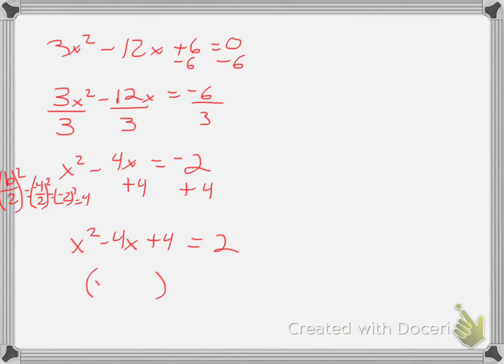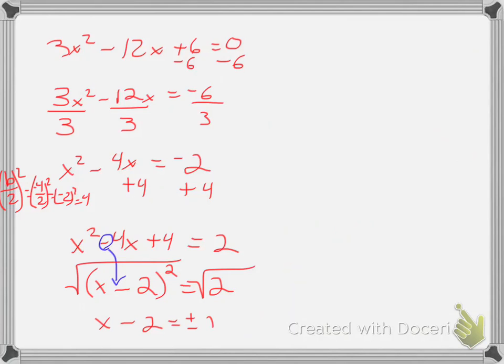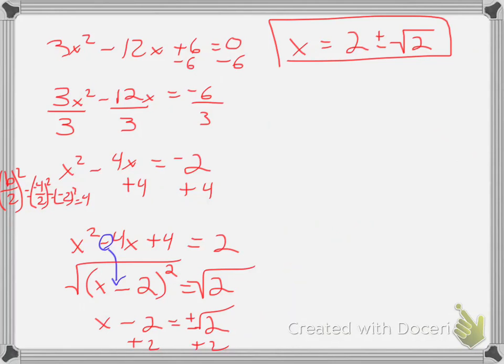And I can factor this now. It's going to be x, again, because this is a minus, that's going to be minus here. The square root of 4 is 2, so x minus 2 squared. And then I can take the square root. x minus 2 is equal to, don't forget the plus or minus, and add 2 to both sides, and I get x equals 2 plus or minus square root of 2. That square root of 2 can't be simplified.